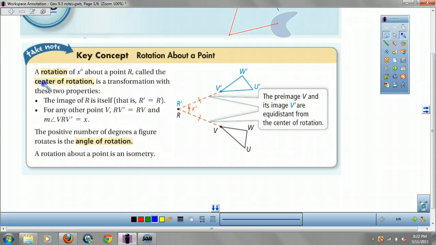So you take a center of rotation. Okay. And you move it a certain degree measure. And now after you rotate, it's the same distance from the center as your original point. So if I take this V and I go up angle X, then my V prime is the same distance away from R as V. I went up this X, which is my angle of rotation. This is an isometry because these will be congruent. Okay?